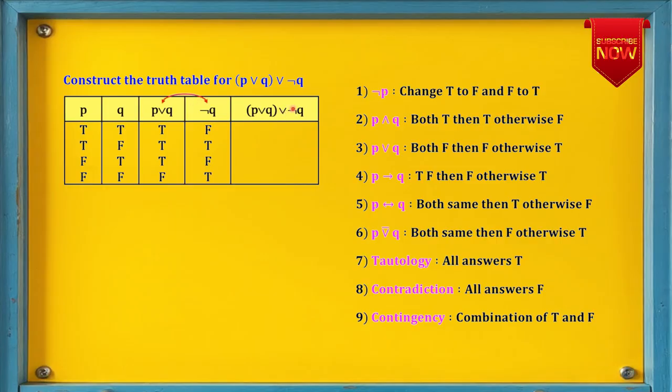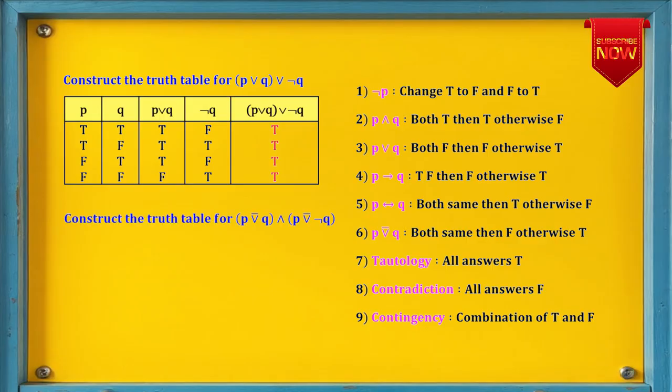Again, for OR we have the condition. If both false, then answer false, otherwise true. So check in these two columns whether we have both false. We don't have both false. That means all the answers are true. So the final answer, TTTT.